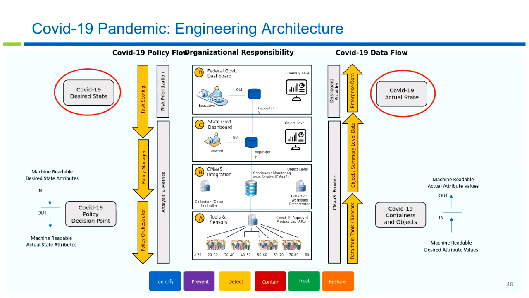This is the key to the whole thing: the ability to have tools and sensors to identify, prevent, detect, contain, treat, and restore, and compare the current state with the desired state pushed down by policy, the current state pushed up by data flow, where we're collecting that information against our population. Our population happen to be our assets that we're collecting that from. We're integrating the information through CMAS integration, continuous monitoring as a service, and displaying that information at state level dashboards as well as government level dashboards.